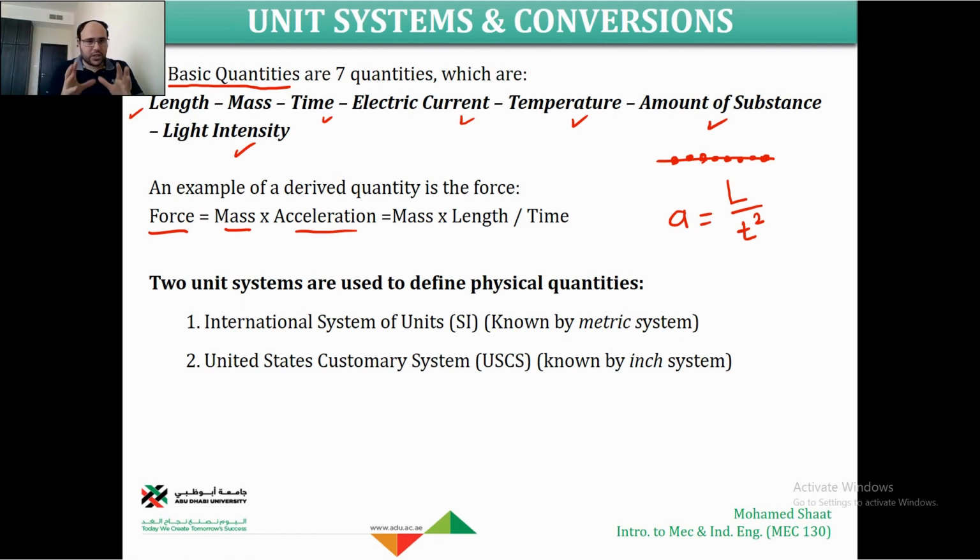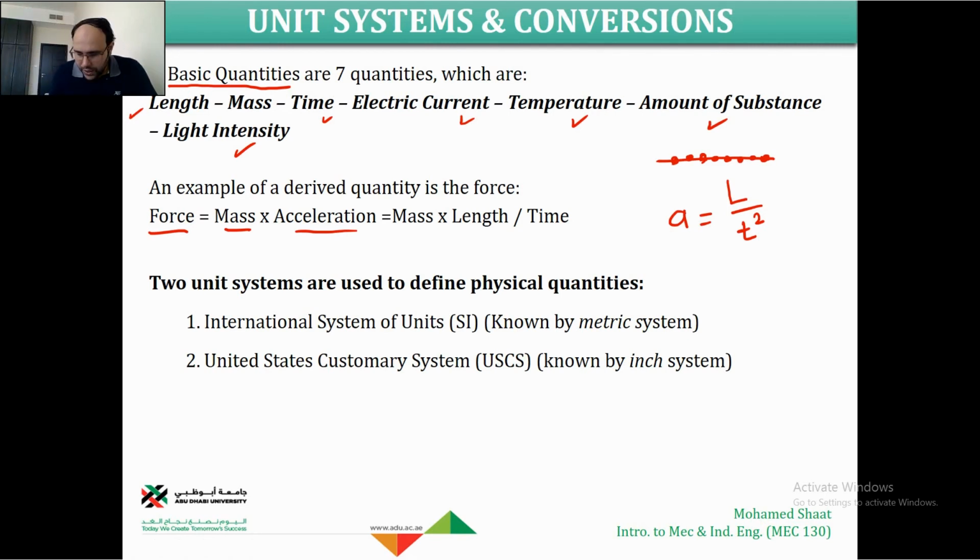The speed, which is the velocity of the car, is a derived quantity. It can be formed. It has a certain expression, a certain equation. It is described by an equation. The same thing with force: it is the mass times the acceleration. The weight itself is a derived quantity. The weight is the mass times the gravitational acceleration.